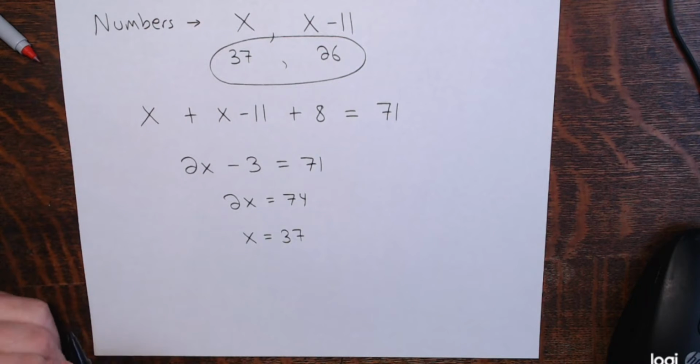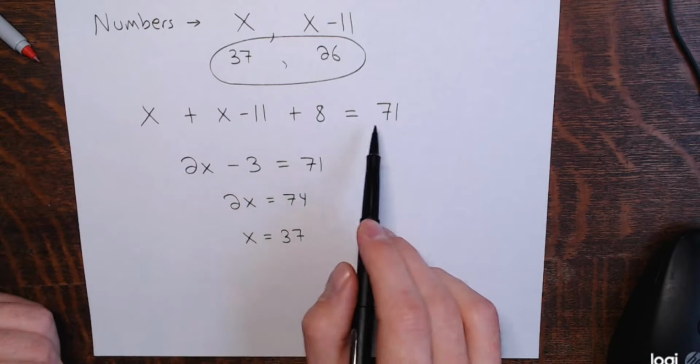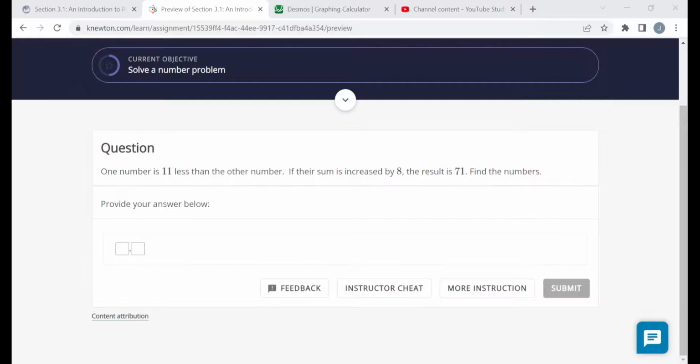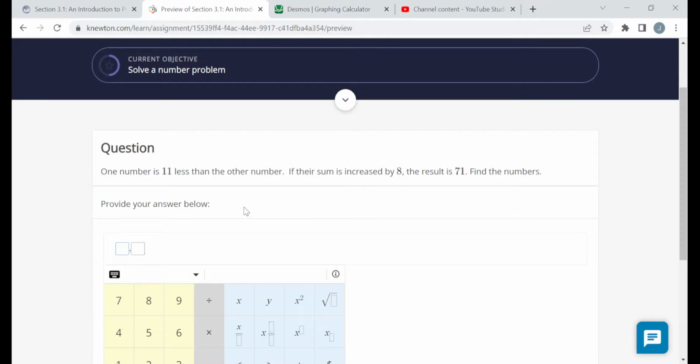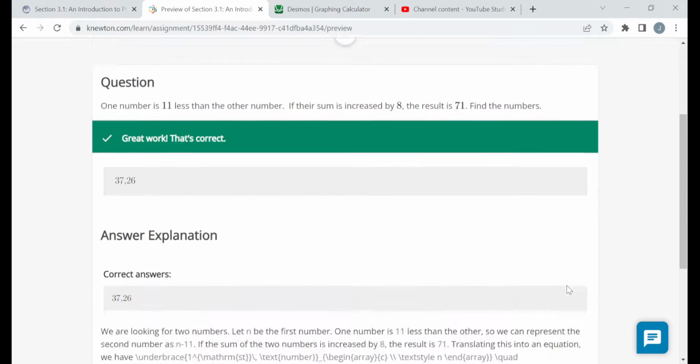And let's double check, if I take their sum, that'd be 63, sorry. If I add these up, I get 63, and then if you add 8 to that, you got 71, so it works. Makes sense with the problem, the way they posed it. So 37 and 26 are the two numbers being described there. All right.